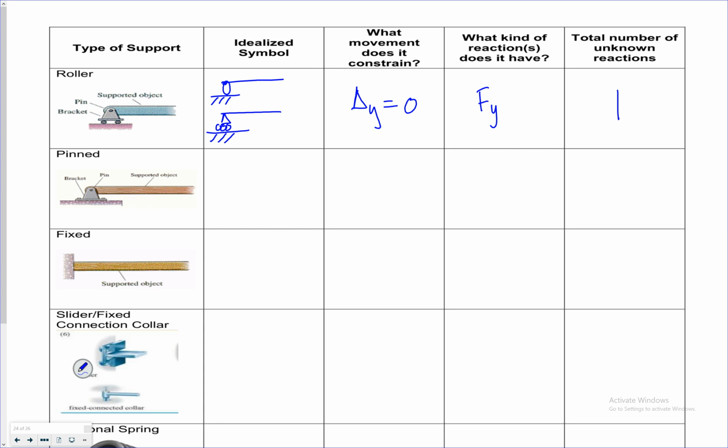If I look at a pin support, it looks like a little triangle. A pin means it can't move in the horizontal direction and it can't move in the vertical direction. So I have a horizontal reaction force and a vertical reaction force. 1, 2. 2 unknowns.